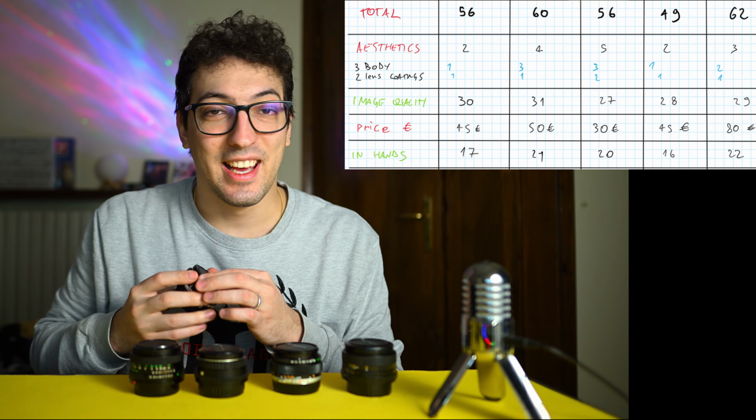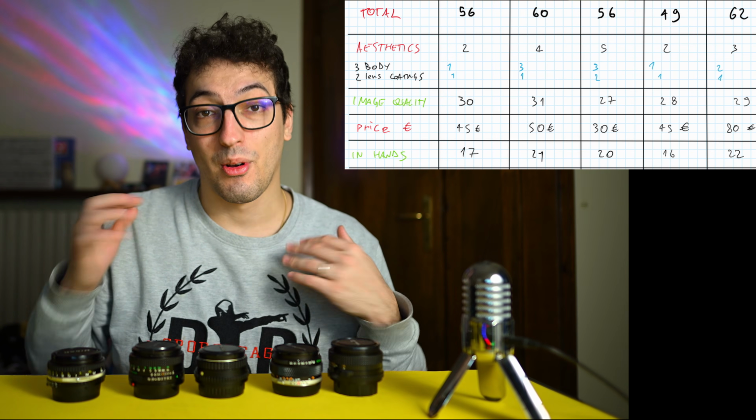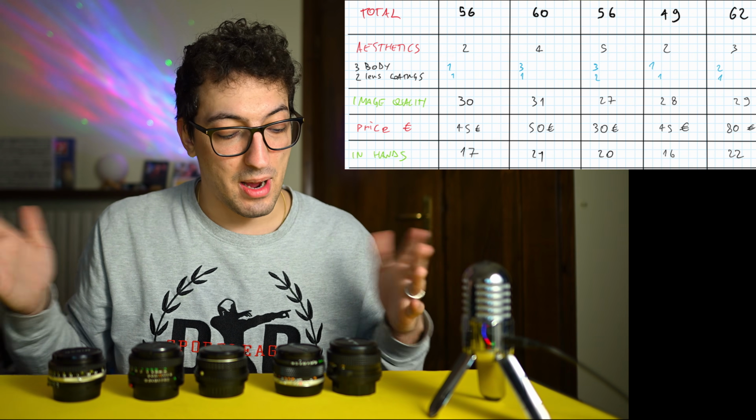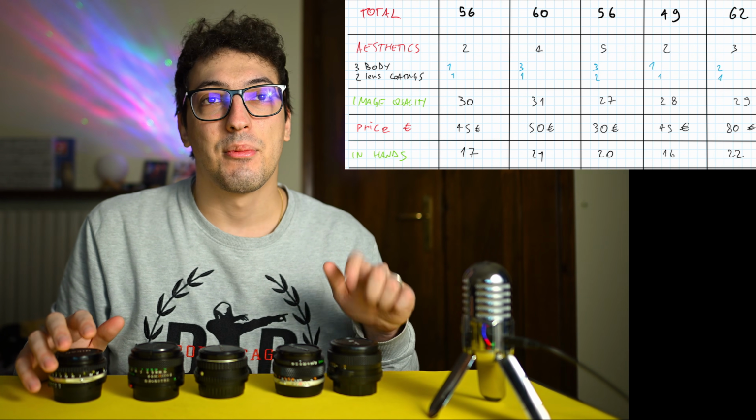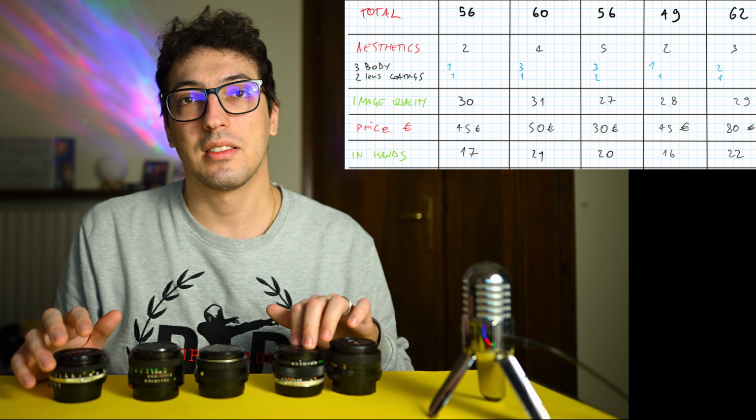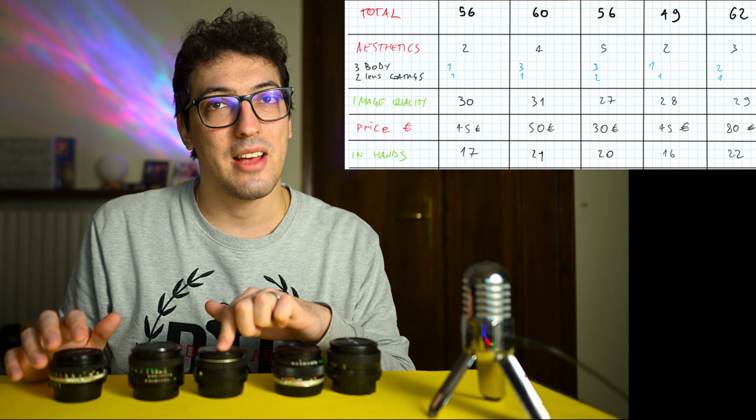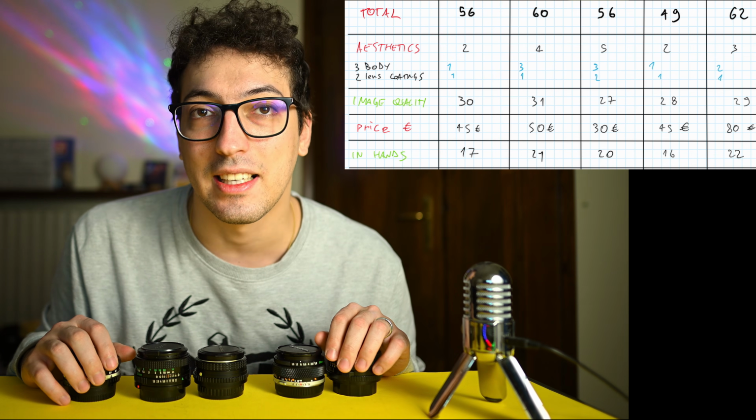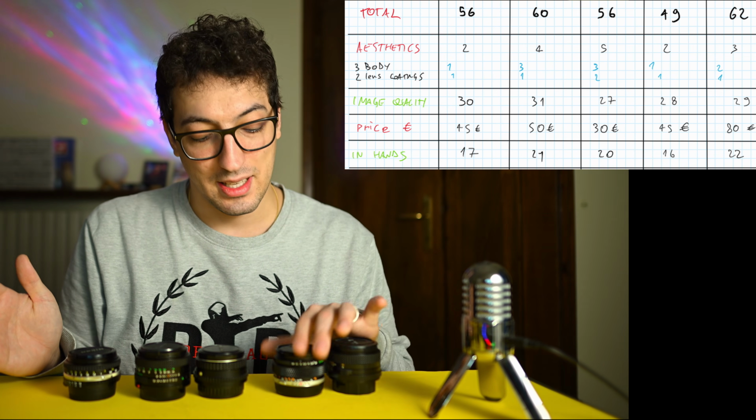Okay, but let's see the other results that we need to know. Image quality, maybe you want to buy the lens for the image quality. Then we have got 30 points for the Minolta, 31 for the Olympus, 27 for the Pentax, 28 for the Canon, and 29 for the Nikon. As you can see, now the best is the Olympus.